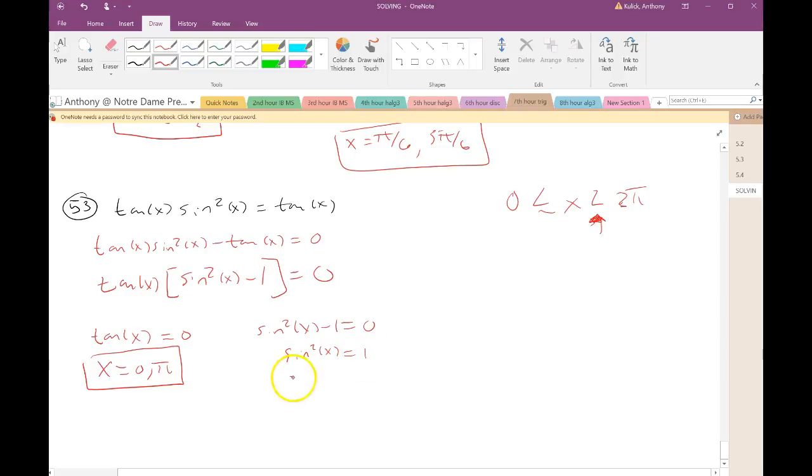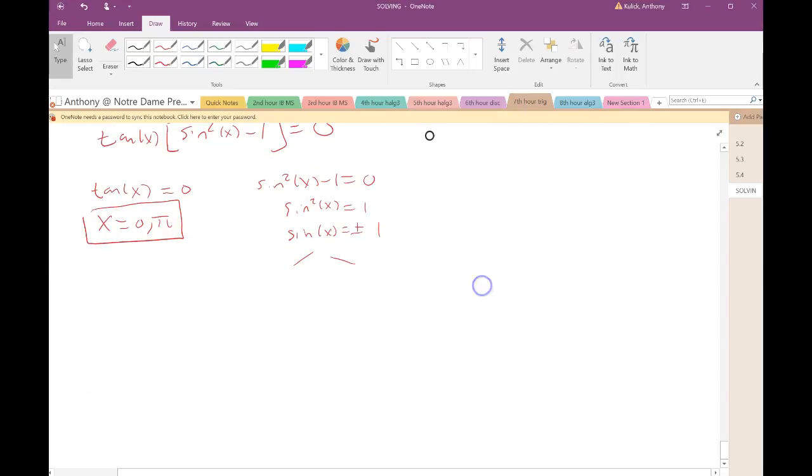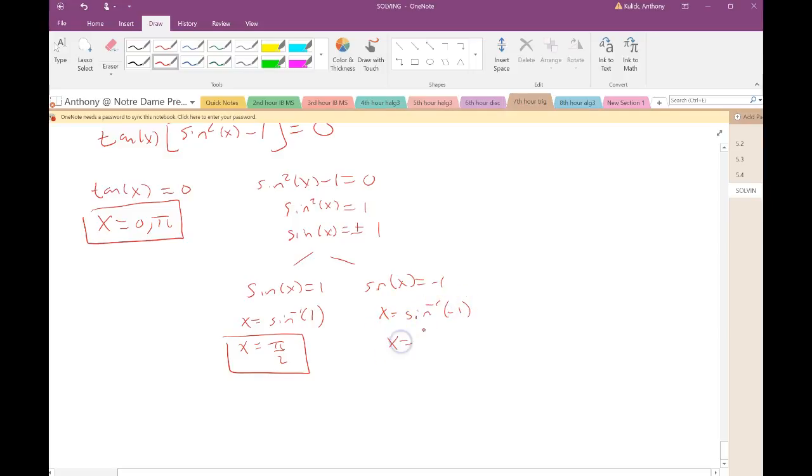And here I'll add 1 to both sides and square root both sides. And then because of the plus or minus, I have to split into 2 pieces. When I do the sine inverse of 1, that's a unit circle value. That happens at pi over 2, and only pi over 2. And when I do sine inverse of negative 1, that happens at only 3 pi over 2.